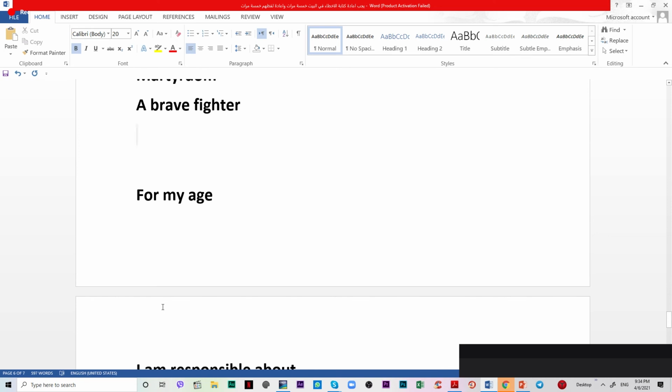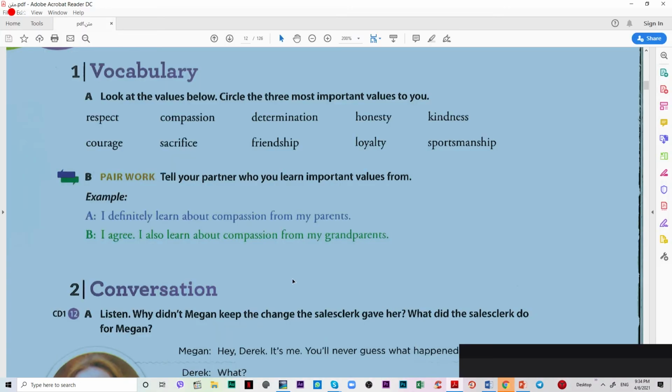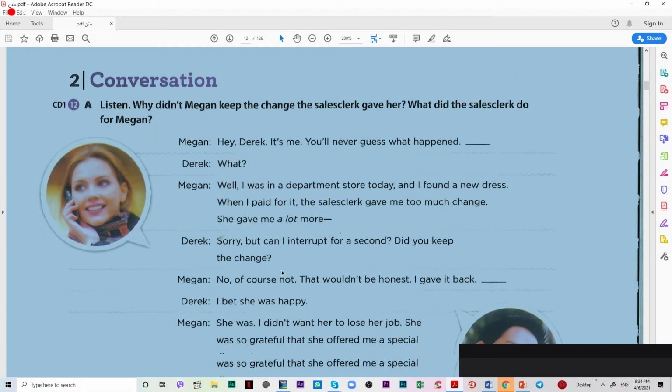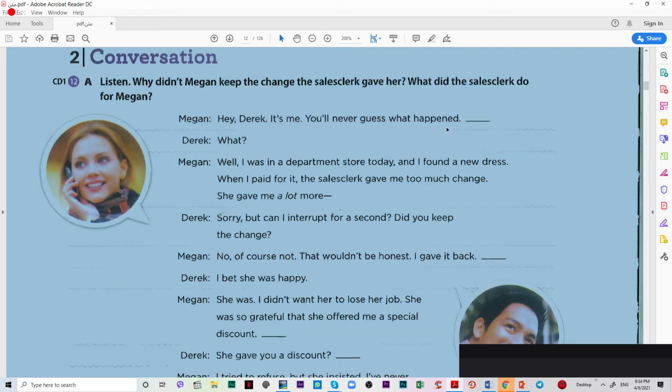Okay, let's continue. We are going to take a conversation and see what we have here today. We have two conversations. Listen. Why didn't Megan keep the change the clerk gave her? What did the clerk do for Megan? Let us see the conversation.